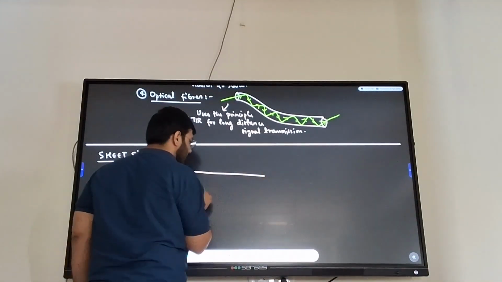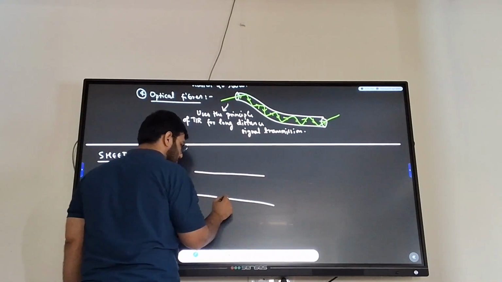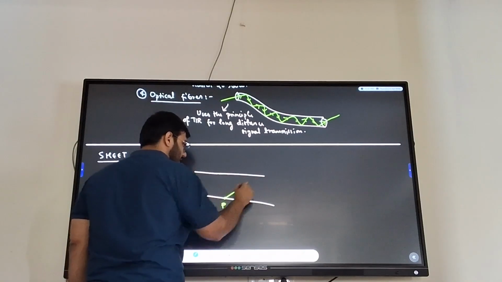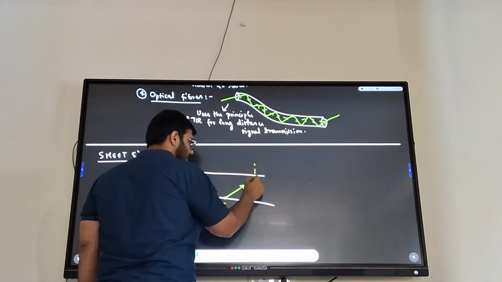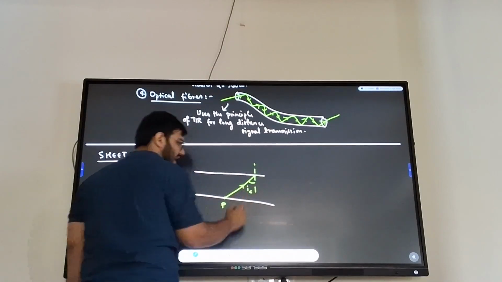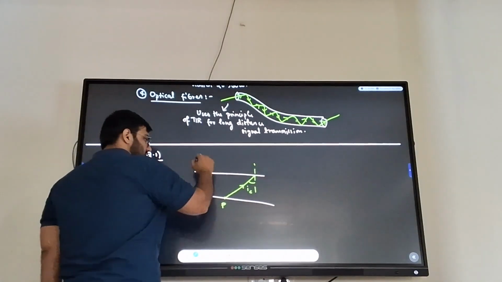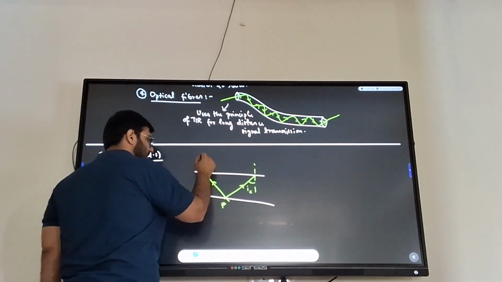So this is the body, this is some point source P. It will give off this ray at angle I. Let's say this is the case for which IC occurs. The same here, IC.